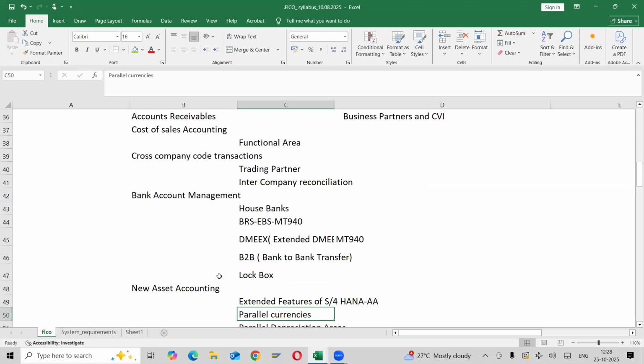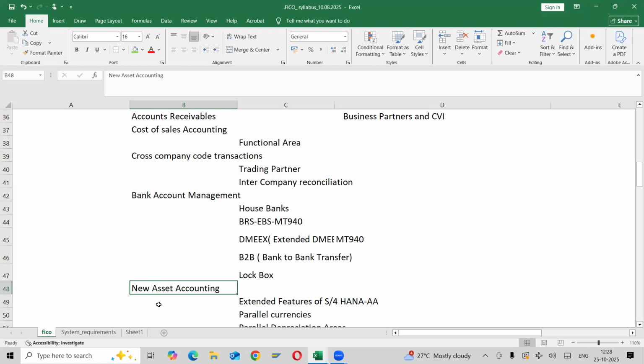And the most important thing, a lot of changes are there in asset accounting. Even people with 10 years of consulting experience still have issues with asset accounting. They are facing issues because they do not have correct knowledge of new asset accounting.